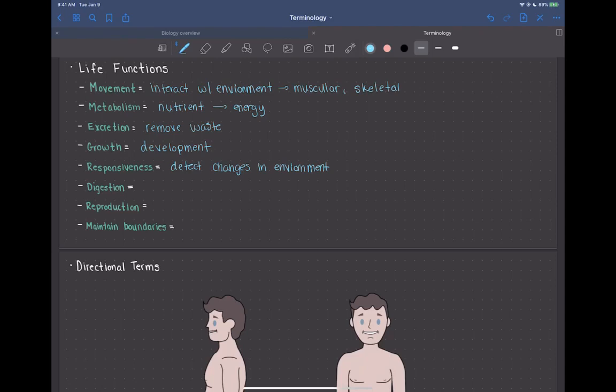If we encounter some sort of painful stimulus in the environment, we need to be able to detect that pain and respond to it, okay? Detect changes in the environment and react to them, all right? And then we know the body can digest things, so that is just breaking down and extracting nutrients.